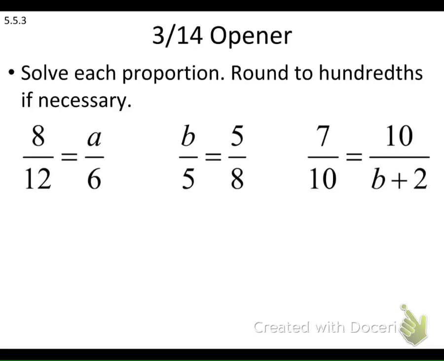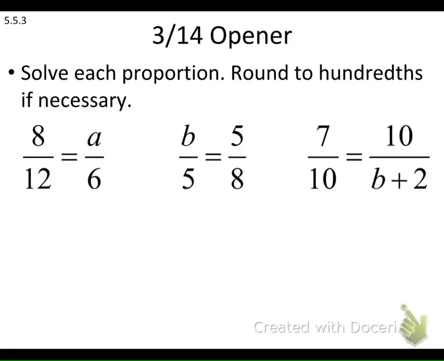So when I cross multiply, it doesn't matter if I do the 8 times 6 first or the 12 times a first. I always like to go top to bottom. Mr. Betts always likes to solve the one with the variable first. So it does not matter. Let's let Rihanna, which one do you want to go? Which numbers do you want to cross multiply first?